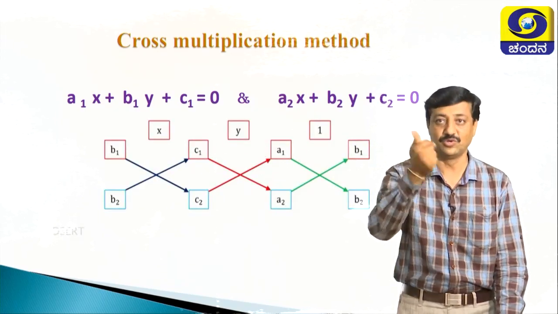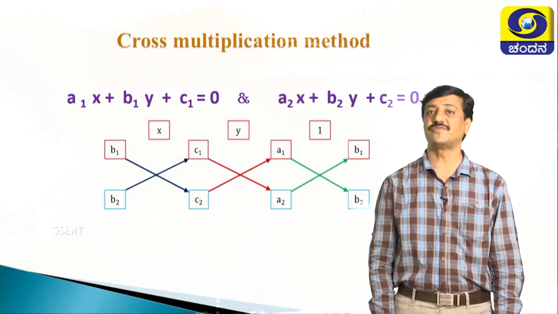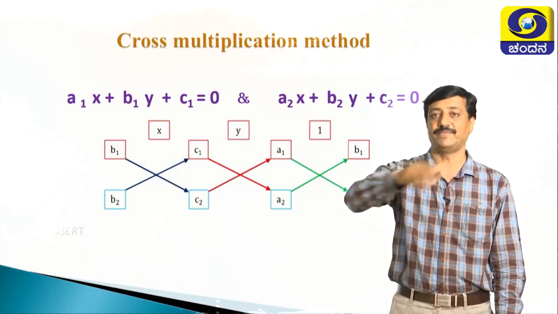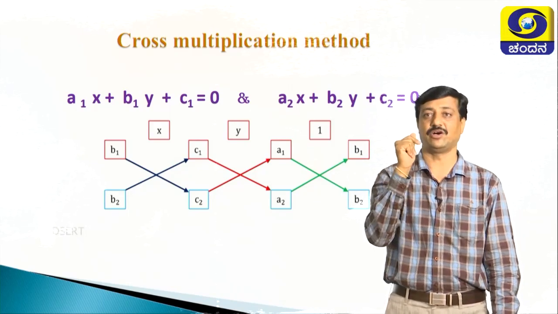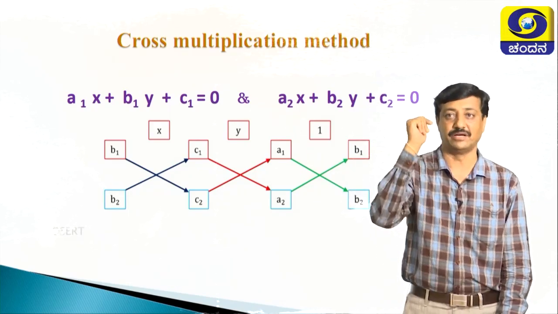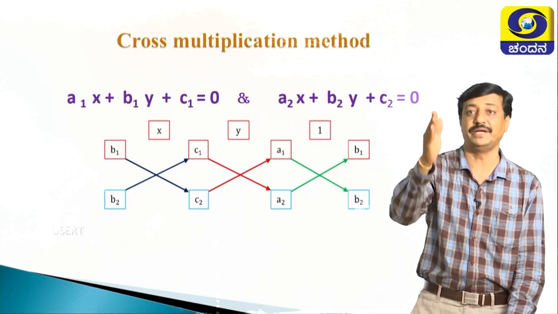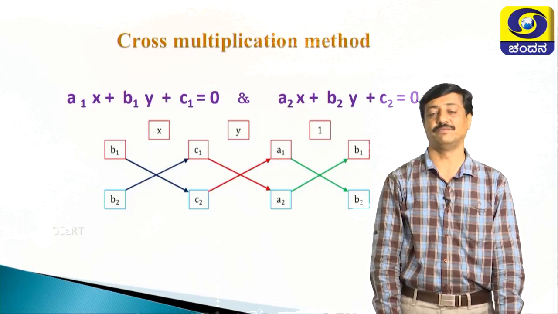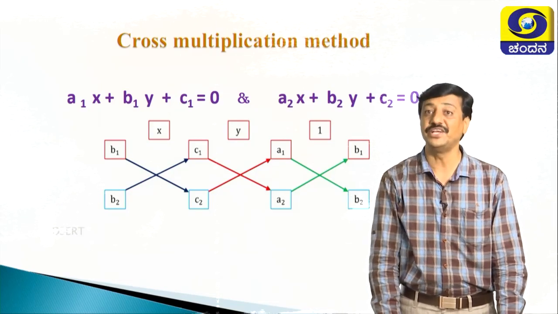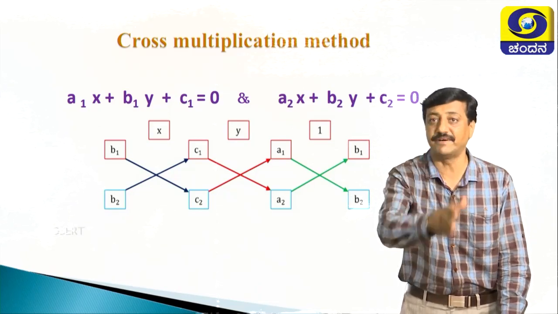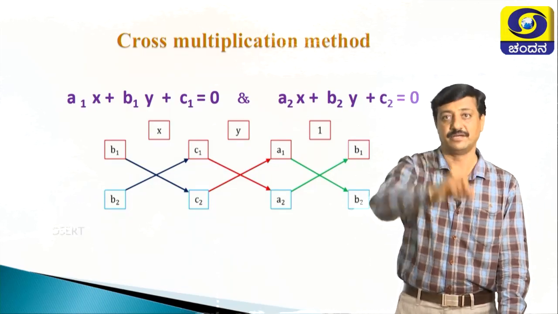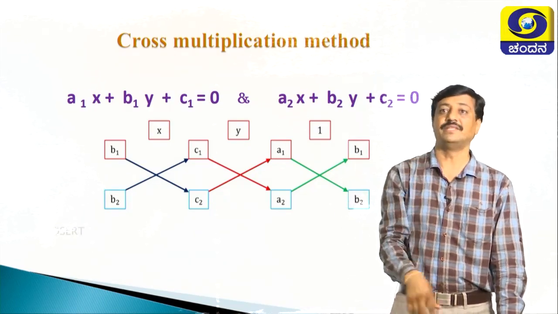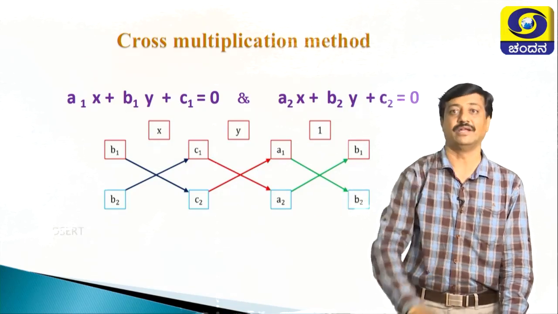How? Just look at the screen. First, we take B1 by B2 in the first column, then C1 by C2 in the second column, and again A1 by A2 in the third column, finally B1 by B2 in the fourth column. After writing these four columns, we have to take a ratio. With the help of the first and second columns, take x value. With the help of the second and third, take y. With the help of the third and fourth, take 1.